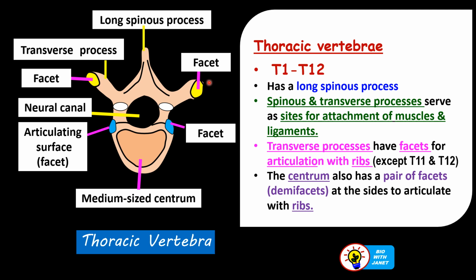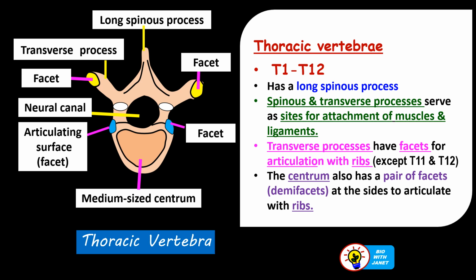All right, except for thoracic vertebra number 11 and 12. And then at the sides of the centrum, we also have a pair of facets to articulate with the ribs also. Okay, so the blue articulating surfaces and the yellow articulating surfaces, which are also called facets.